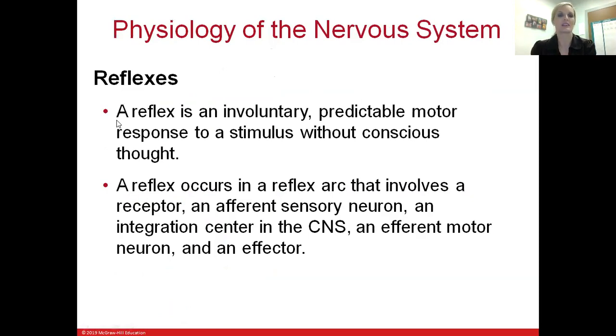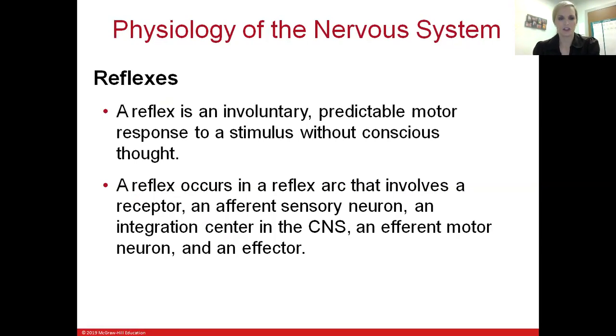But what it is, again, is simply an involuntary, predictable motor response to a stimulus without any type of conscious thought. So again, when we lay our hand on a hot stove, we don't have to sit there and think about it. We will immediately move our hand because our reflexes tell us to do so. If something is flying at our eye, we know to blink. Our eyelids know to blink without any type of conscious thought. That's also a reflex. So there's lots of different examples of reflexes, and that's what that is.